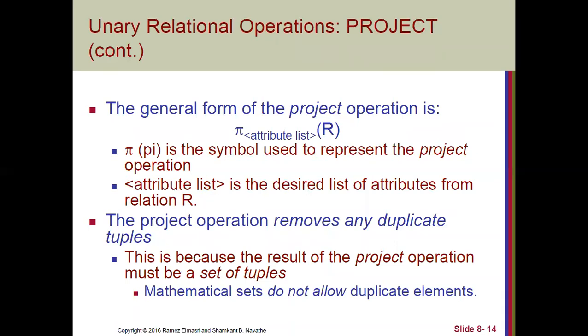The project operation removes any duplicate tuples. This is because the result of the project operation must be a set of tuples. So again, whenever we apply this to a relation, the resultant is also a relation. So no duplicate tuple can come in the resultant table.